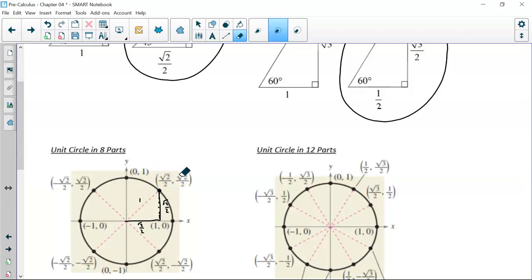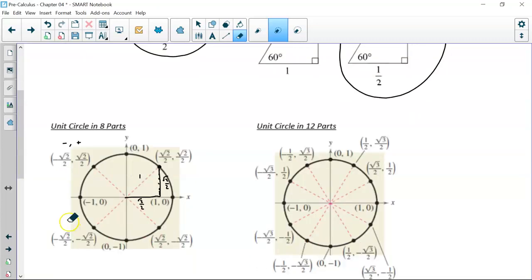That's in quadrant 1. In quadrant 2, negative root 2 over 2, positive root 2 over 2. In quadrant 2, it's going to be the same values, but it's going to be a negative and a positive. In quadrant 3, it's the same values, but both are negatives. And in quadrant 4, the values are the same, and it's going to be a positive and then a negative.